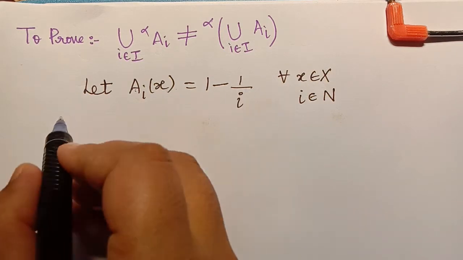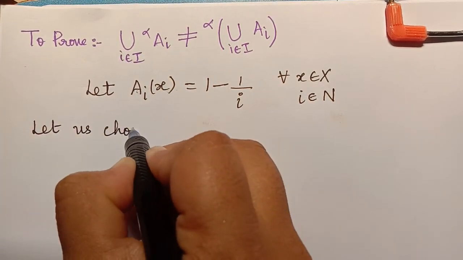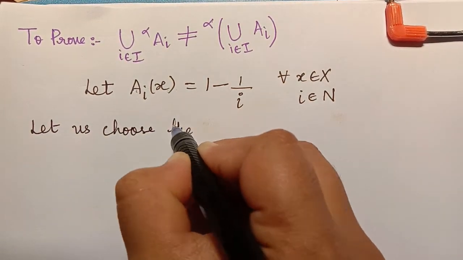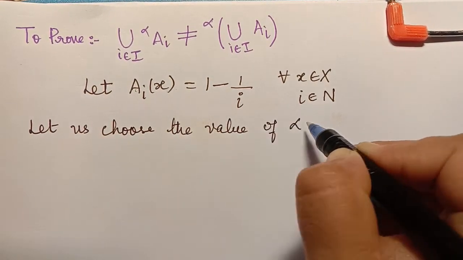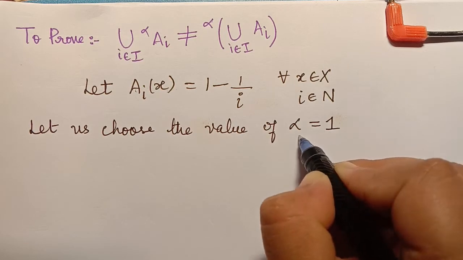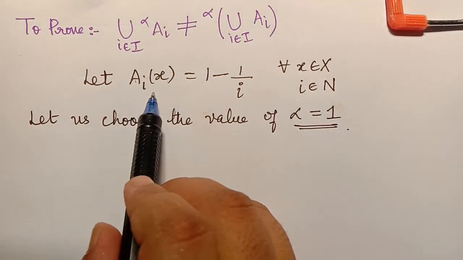Now let us choose the value of alpha to be equal to 1. So we are choosing this value. Now we shall see what happens to this fuzzy set.